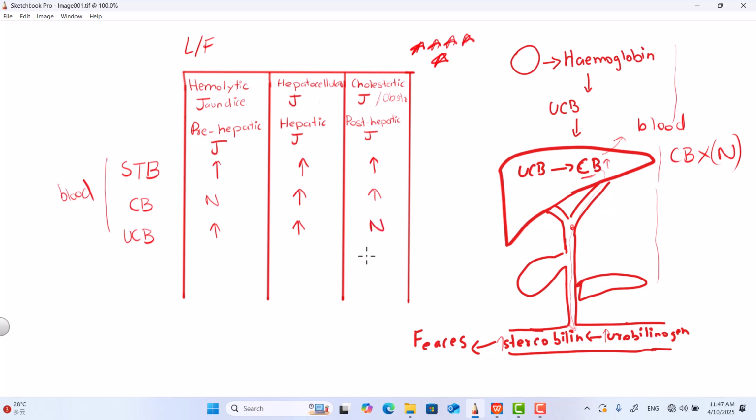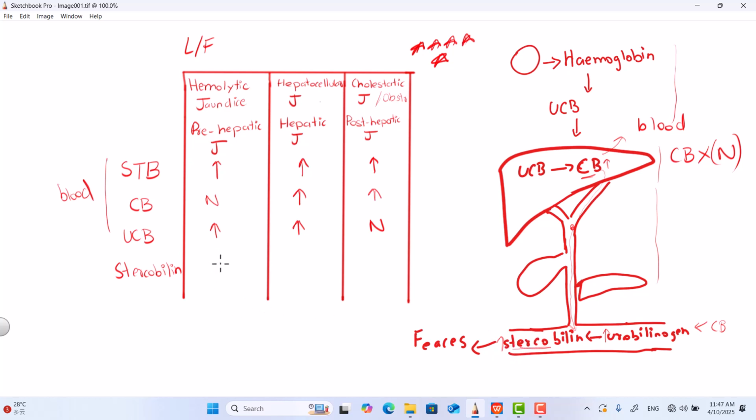Now another marker I would like to discuss here is stercobilin. This is formed when our conjugated bilirubin is converted by our bacteria to unconjugated bilirubin, which is then converted into stercobilin. So what will happen to the amount of stercobilin in the different types of jaundice?